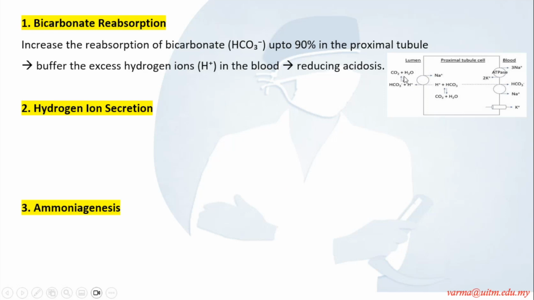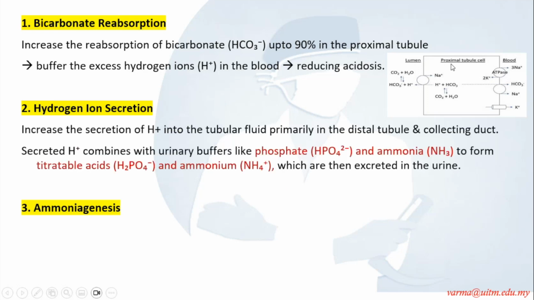If you want, you can mention here. You can write this, it is well and good. Next, increased hydrogen ion secretion. The kidney increases the secretion of hydrogen ion into tubular fluid, primarily in distal tubule and collecting duct. In PCT, it is mostly bicarb reabsorption, where hydrogen ion secretion also occurs in PCT as well, but it is mainly occurring in the distal tubule and collecting duct.